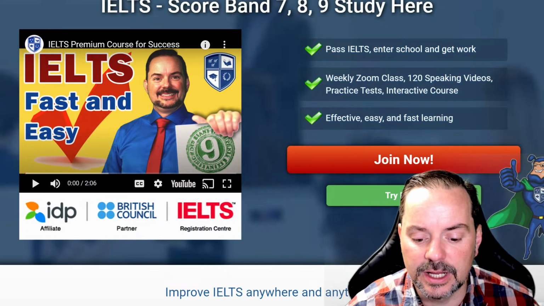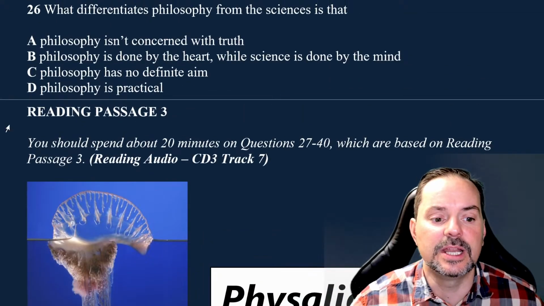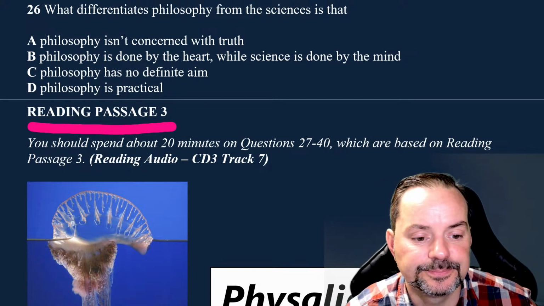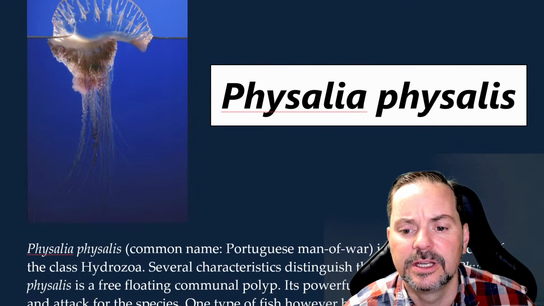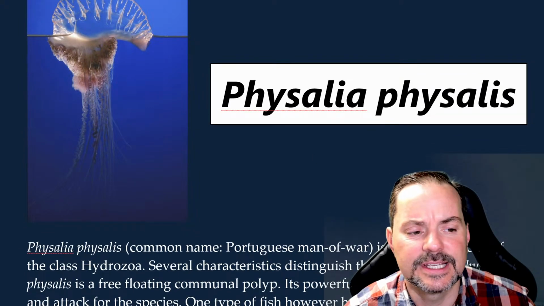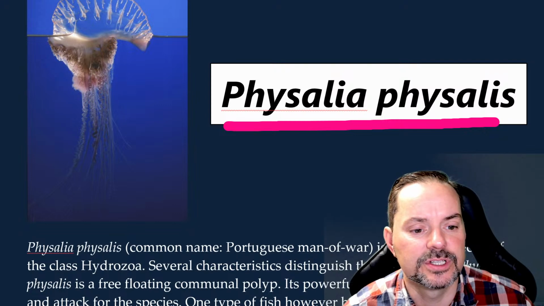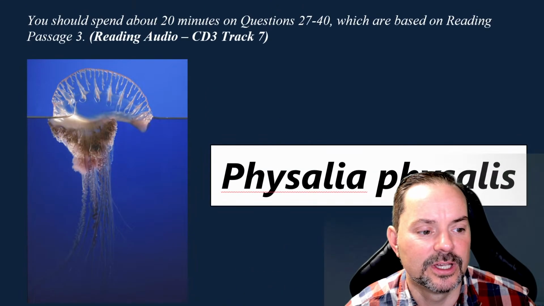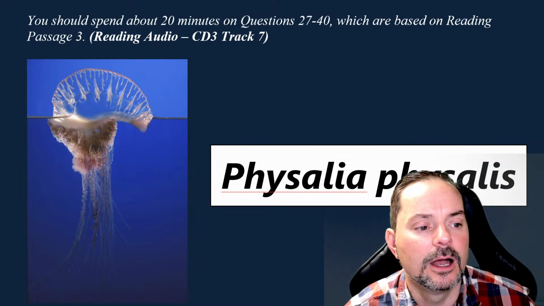Today's reading passage looks like this. This is reading passage 3 from your third exam. And the topic is Physalia physalis, which looks kind of scary and strange at first, especially with this weird looking jellyfish-like creature that's right here, but it's not.